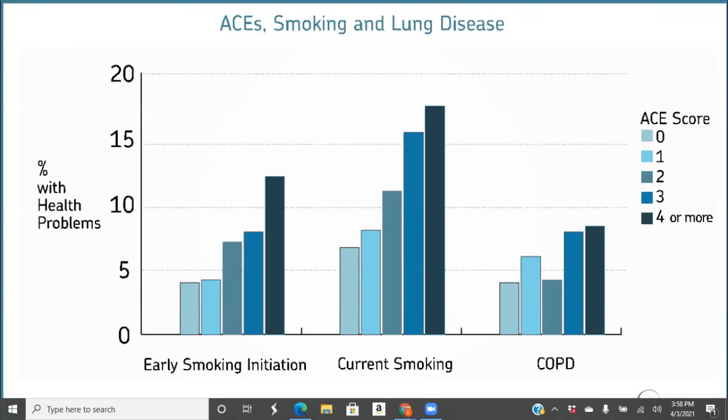And people with higher ACE scores have an increased risk of chronic obstructive pulmonary disease, or COPD. About 4% of people with an ACE score of 0 developed COPD, while more than double that percent of people, around 9% with an ACE score of 4 or more, developed COPD. So ACEs lead to early onset of smoking, which is sustained throughout adulthood and eventually leads to a high risk of smoking-related lung disease as well.